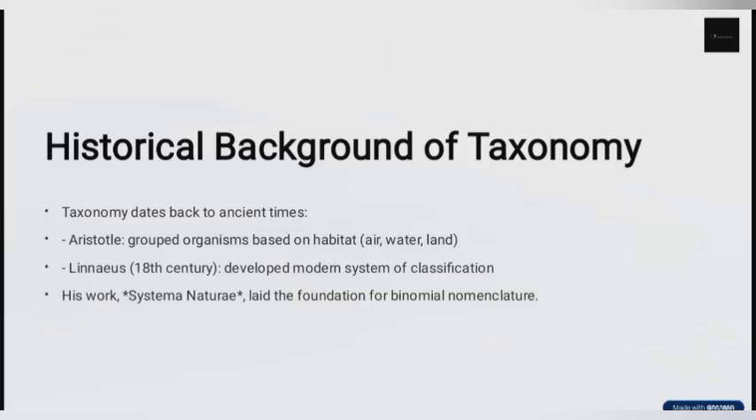And then he established the binomial nomenclature. So the important thing to take note here is that Carl Linnaeus in the 18th century developed a modern system of classification. His work, Systema Naturae, which was published in 1735, laid the foundation for binomial nomenclature.